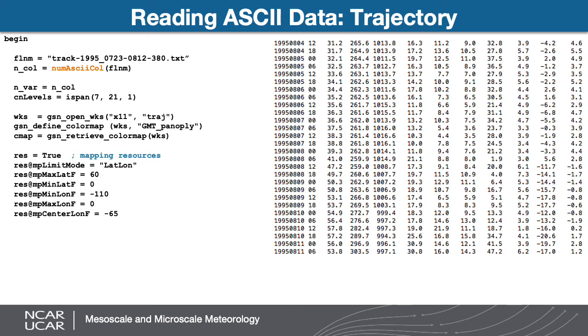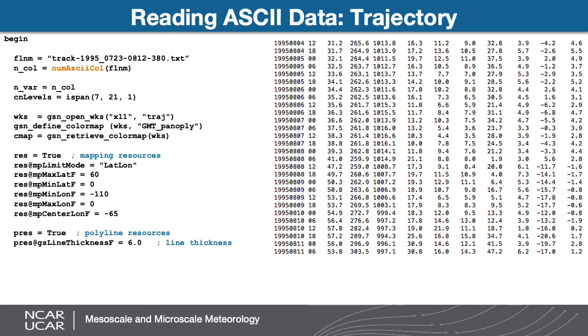Here we're going to set our mapping resources. Since this data is not directly output from WRF, we need to tell it what we want our map to look like. These resources we're setting include the limit mode, so what kind of map we're going to make, which is a latitude longitude map. Then we set our maxes and mins of latitude and longitude and the center line of the map we want to make.